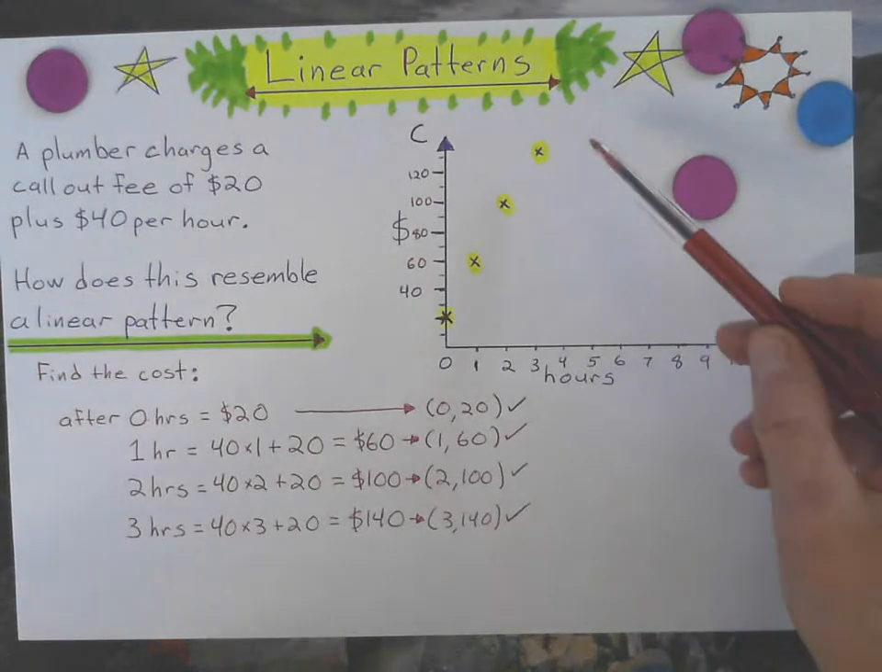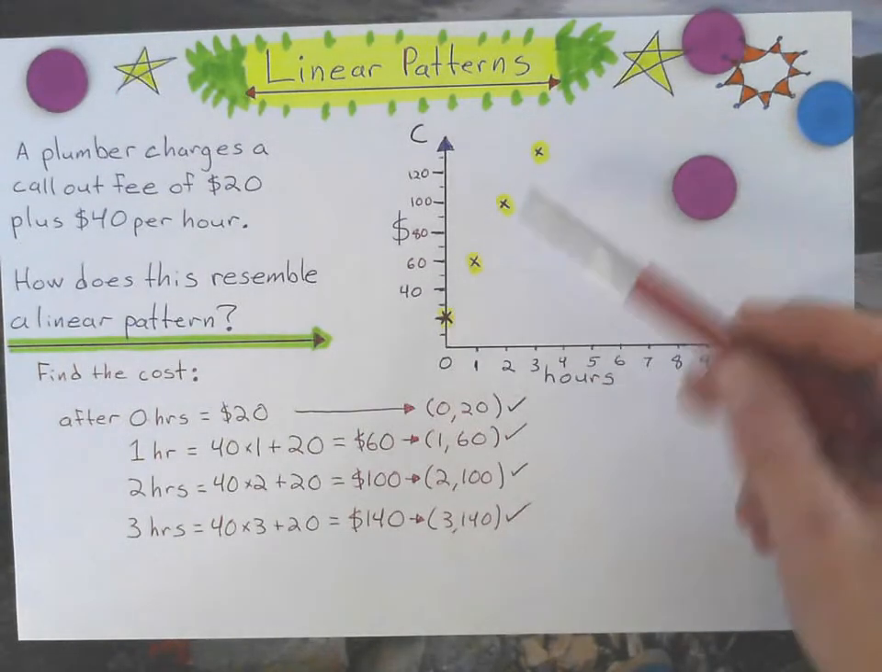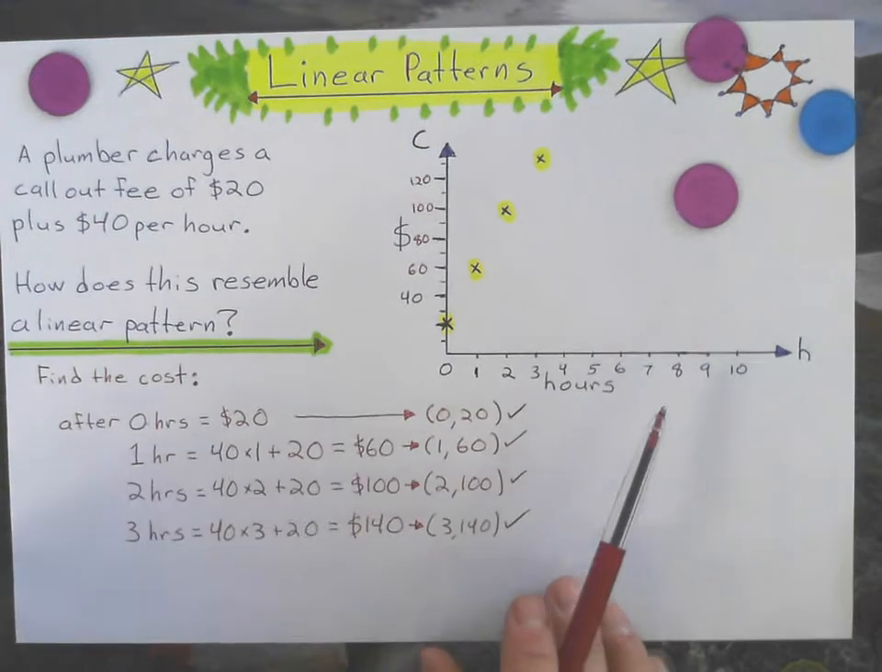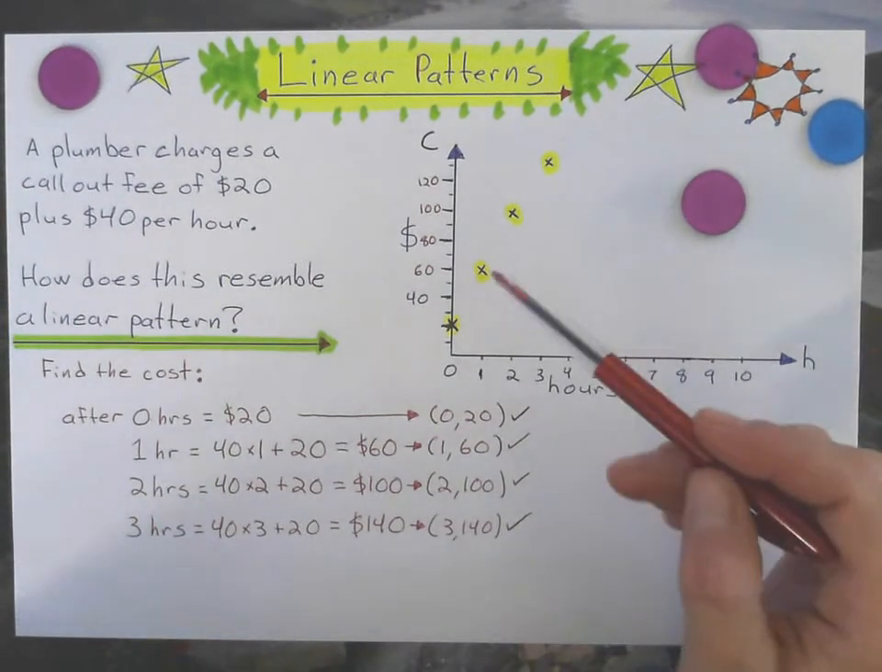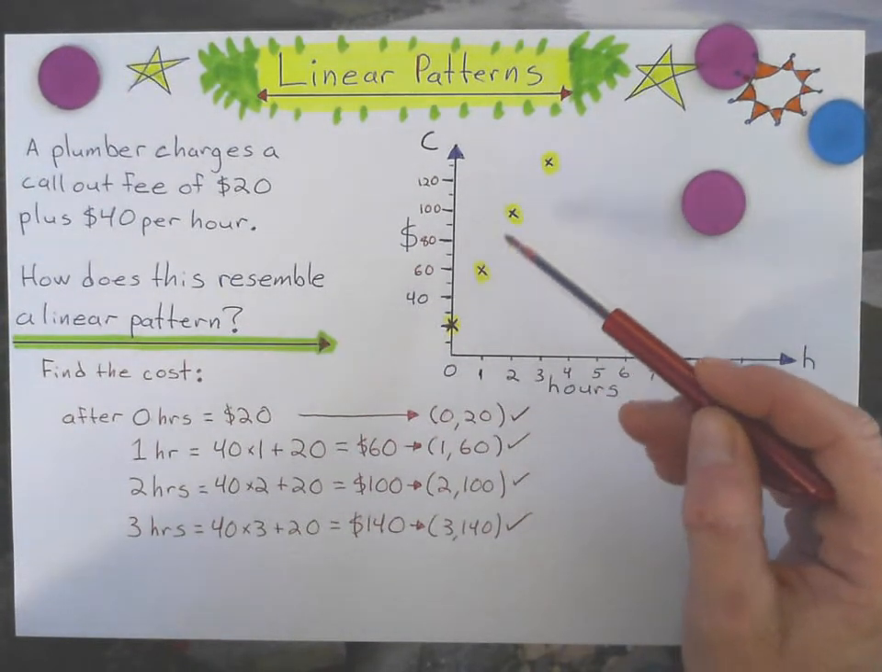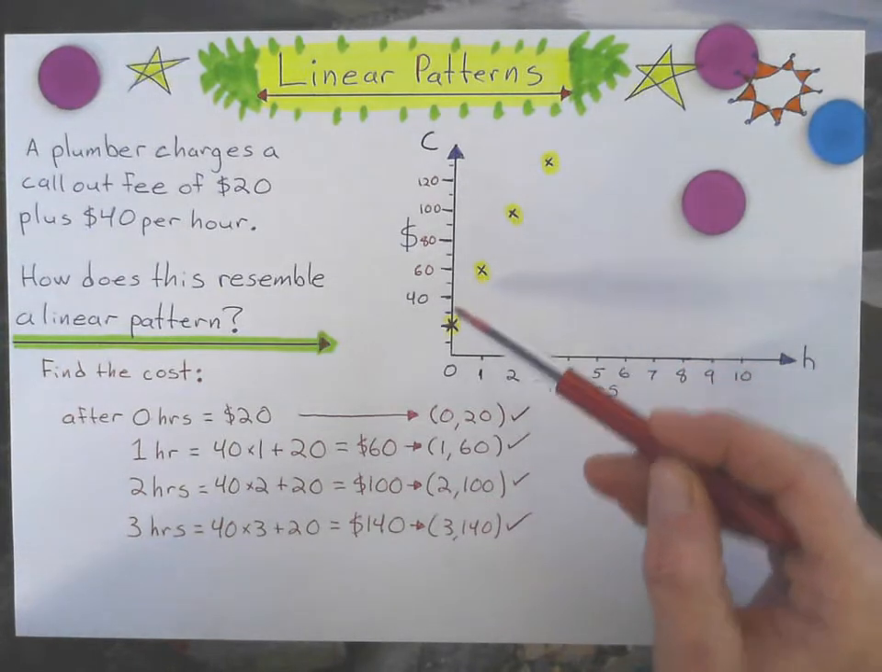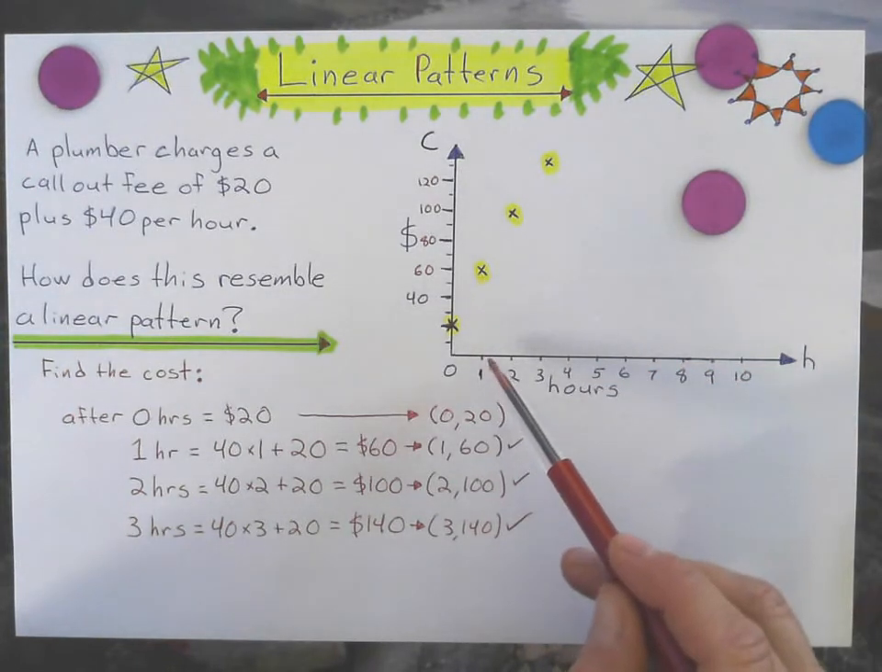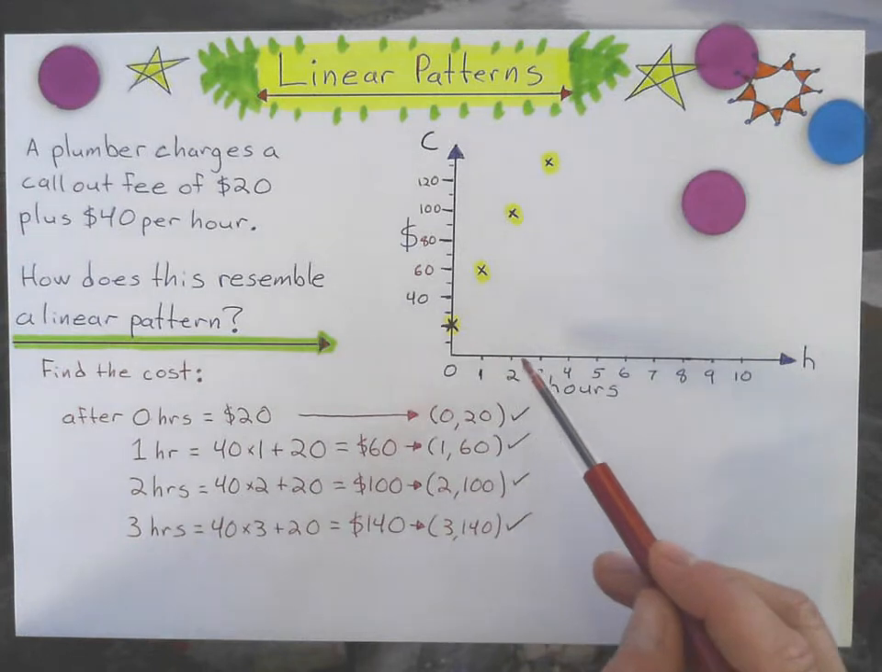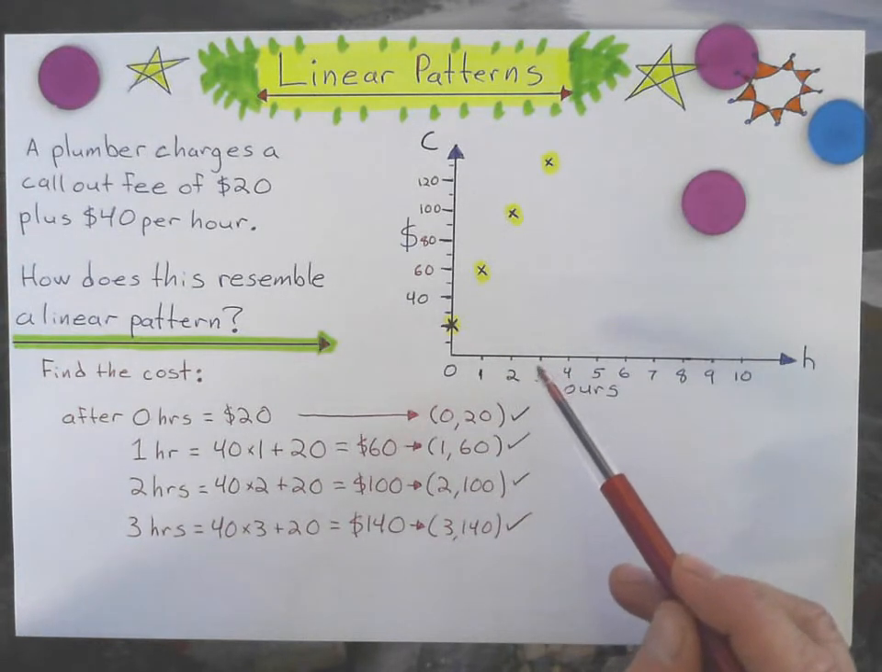So they're called linear patterns because the points form a straight line. Now in this example, like I said earlier, we're not going to draw a line through this just yet because the plumber may not charge for a fraction of an hour. He may not charge for 1.3 hours or 3.2 hours, etc.